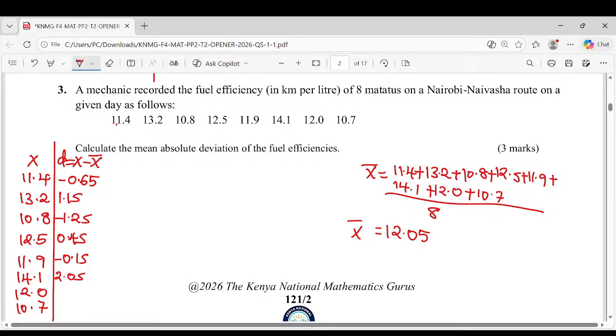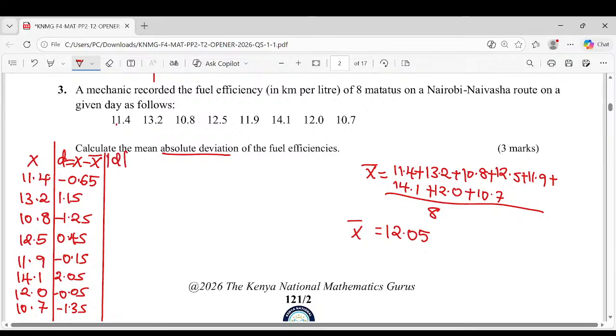This is negative 0.05. Then 10.7, when you subtract, you get negative 1.35. So those are the deviations from the mean. But now, because the question talks about the mean absolute deviation, not just the deviation, absolute deviation means you ignore the negative sign.